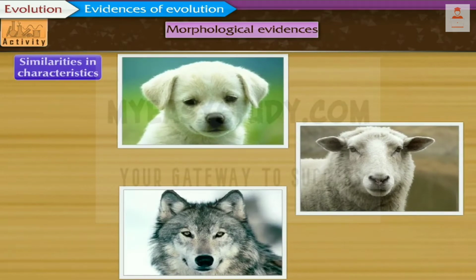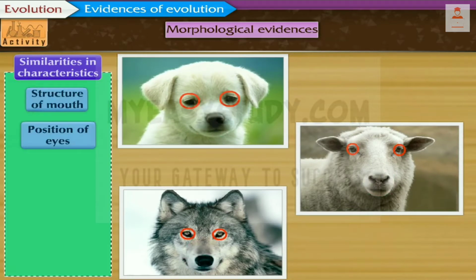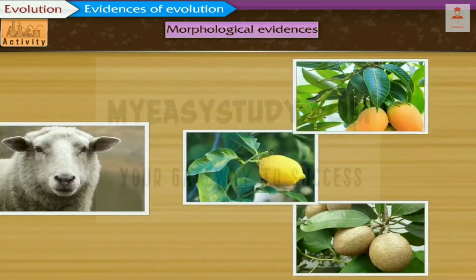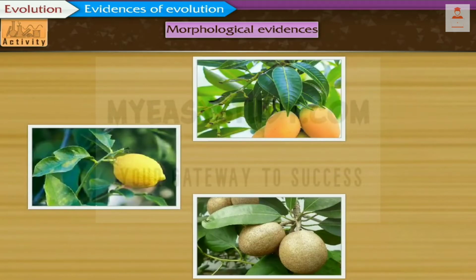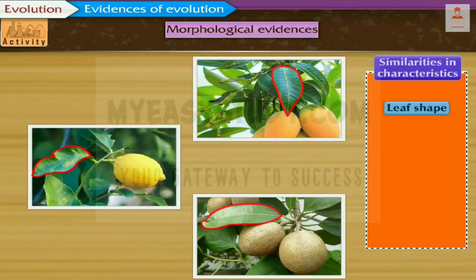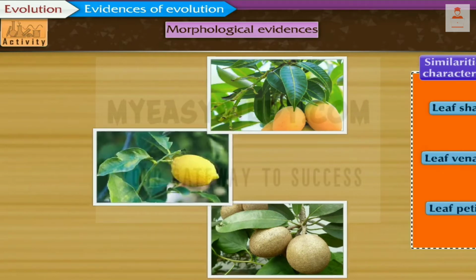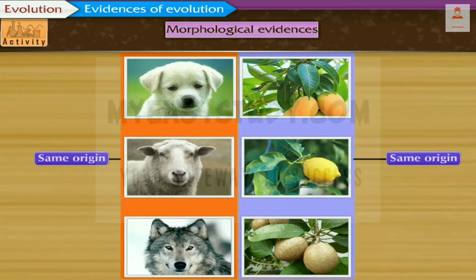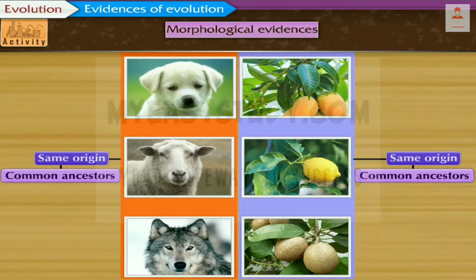Similarities in characteristics like structure of mouth, position of eyes, structure of nostrils and ear pinnae, and thickly distributed hairs on body are seen in these animals. Come, let us now observe the images of the plants. All these plants show similarities in characters like leaf shape, leaf venation, leaf petiole, etc. Thus, from these observations, we can infer that there are some similarities in these two groups, and hence it proves their origin must be same and must have common ancestors.